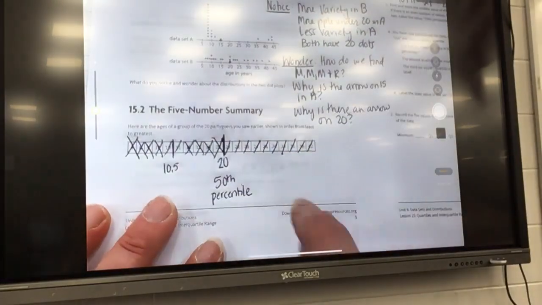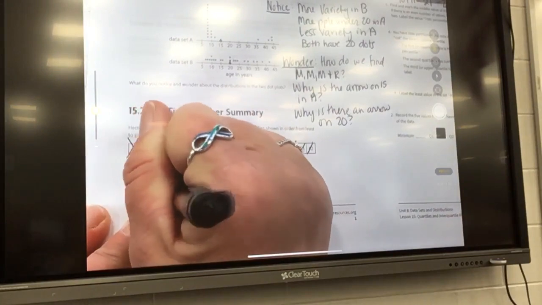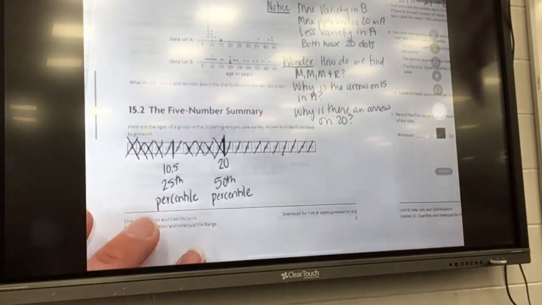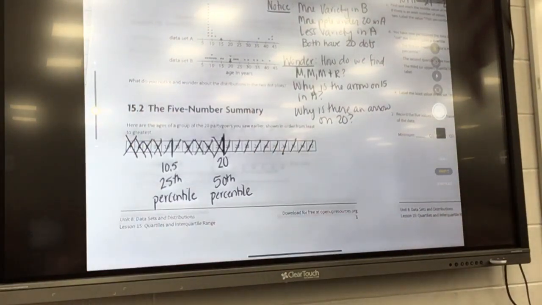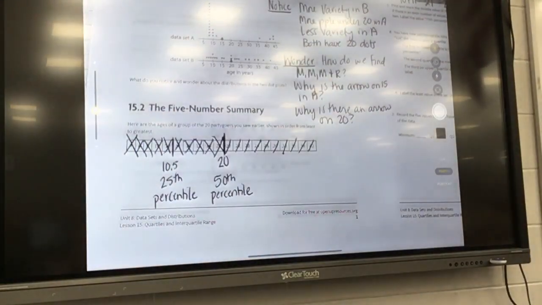And this is labeled as our 25th percentile. So does everybody understand why it's the 25th percentile? Anybody not understand? And again, it's okay if you don't understand. I'd rather you say I don't understand this.